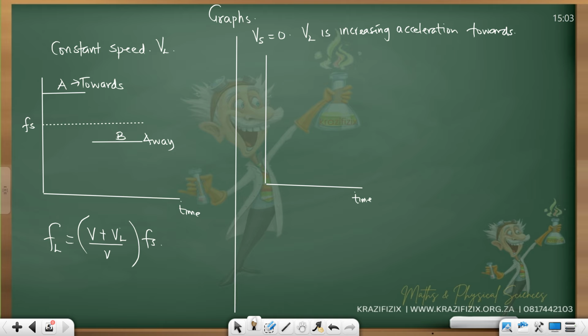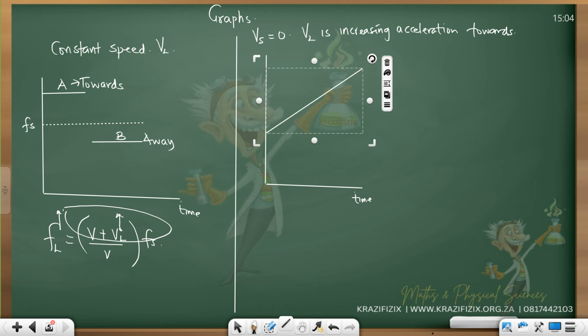Now look at where VL is. Do you notice if this number increases, the whole numerator will increase? And if your numerator increases, FL will increase. So my graph would look like this, because that is FS. Now all of this would be FL. Because as this speed increases, the whole numerator will increase, FL will also be increasing. I don't know if that makes sense.